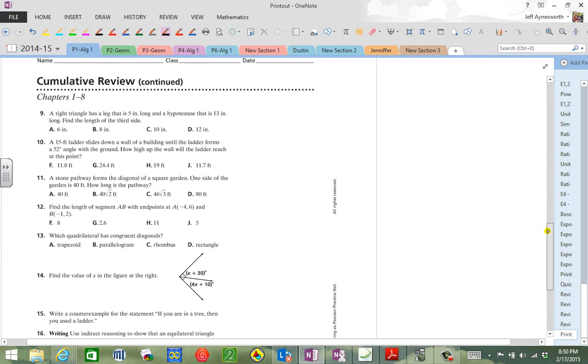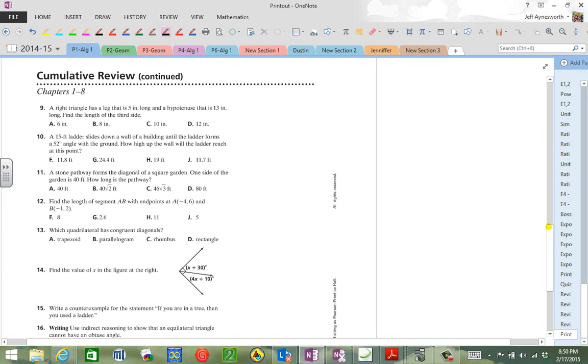Okay, right triangle has a leg that is 5 inches long. So right triangle, got a dry one here. Right triangle, it has a leg 5 inches long. Hypotenuse is 13. Find the length of the third side. Okay, Pythagorean theorem: leg squared plus leg squared is equal to hypotenuse squared. That's your Pythagorean theorem.